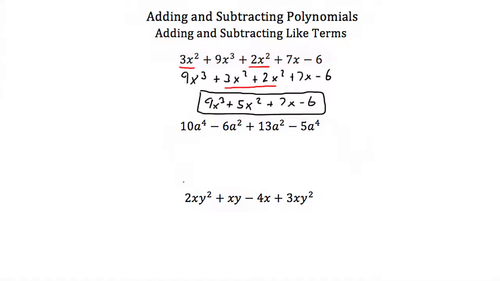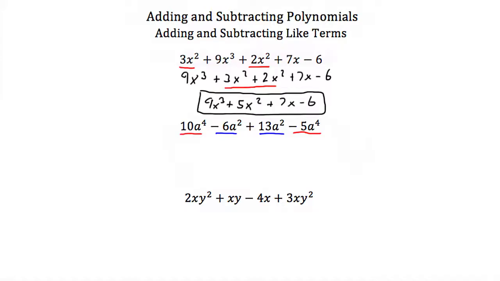Let's try this again. Our next expression is 10a to the fourth minus 6a squared plus 13a squared minus 5a to the fourth. So my like terms here, I have two a to the fourth terms. It'd be 10a to the fourth and negative 5a to the fourth. But I also have another set of like pairs. I have two a squared terms. So I have a minus 6a squared and a 13a squared. Those are also like terms.